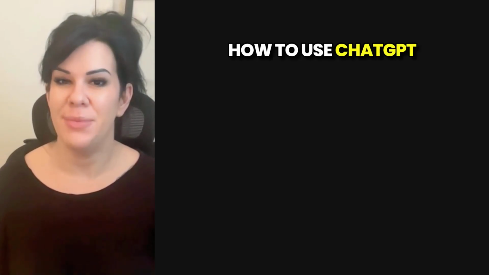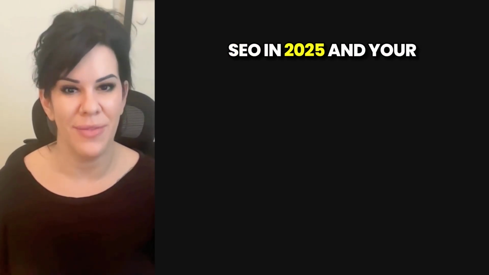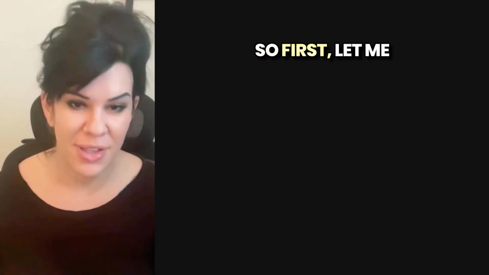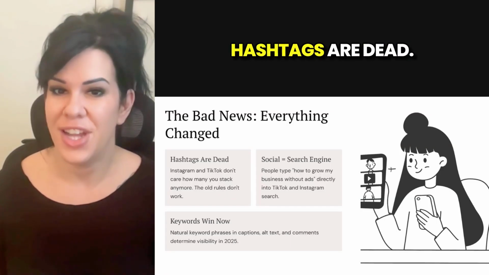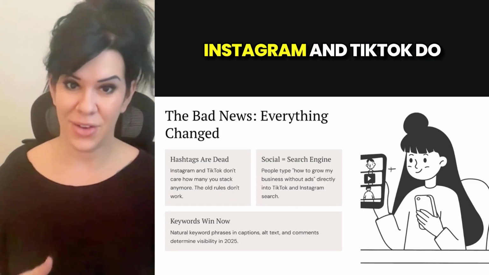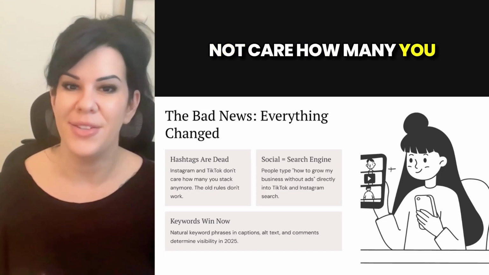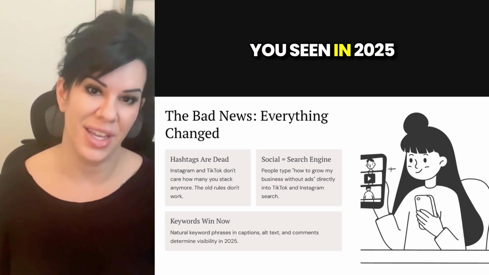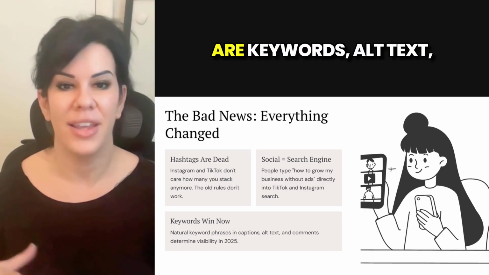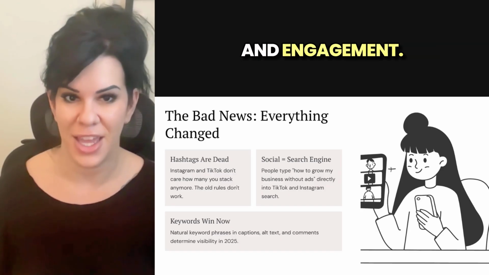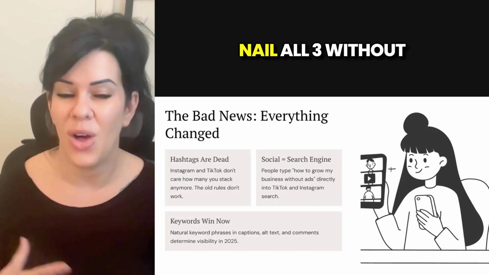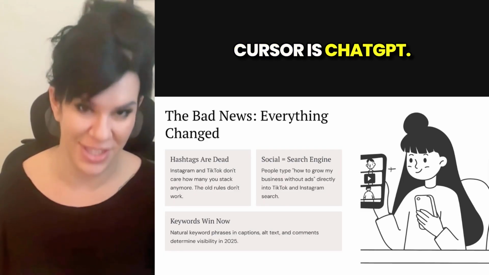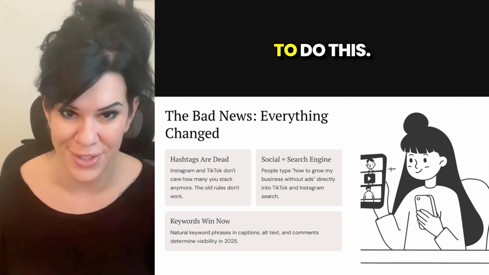How to use ChatGPT SEO in 2025 and your shortcut to authority. So, first, let me break the bad news. Hashtags are dead. Instagram and TikTok do not care how many you stack at the bottom of your captions anymore. What actually gets you seen in 2025 are keywords, alt text, and engagement. And the easiest way to nail all three without staring at a blinking cursor is ChatGPT. Let me show you how to do this.